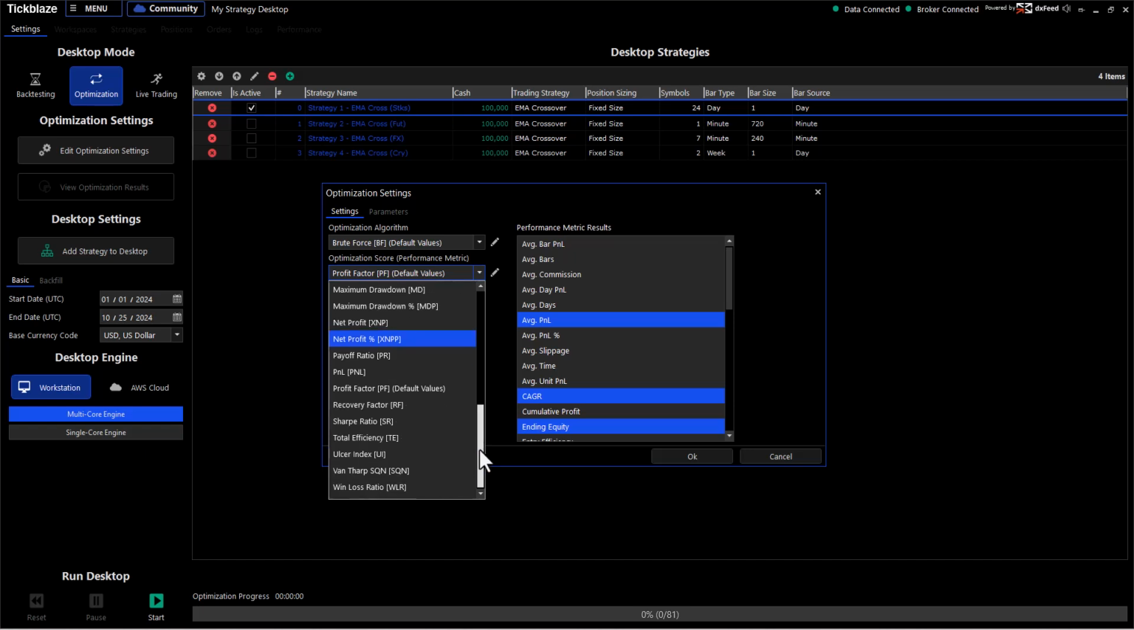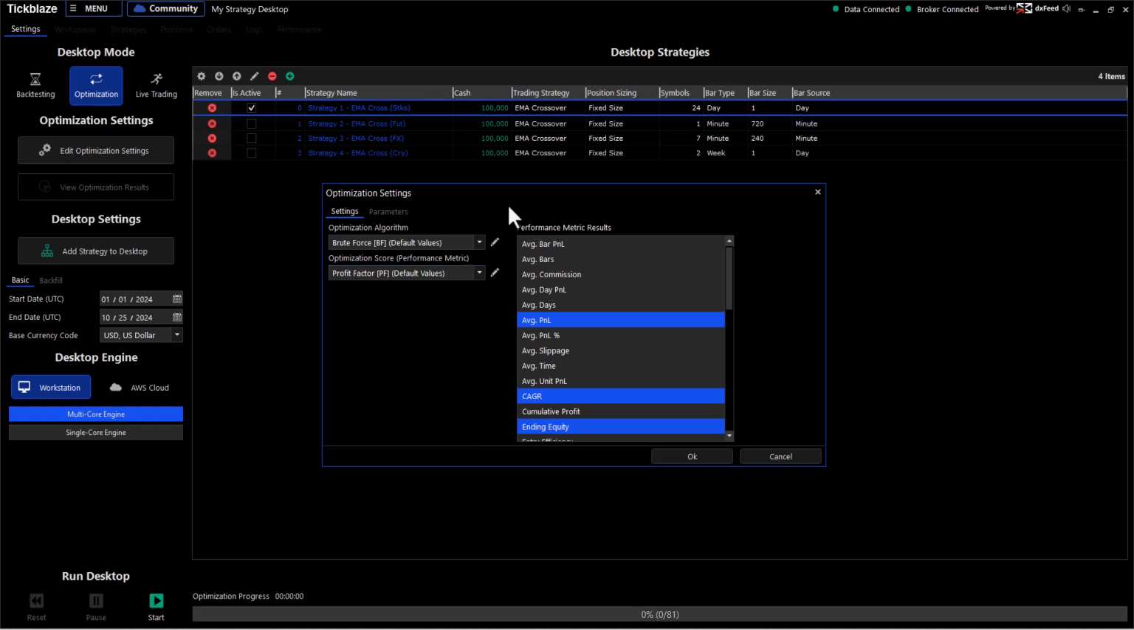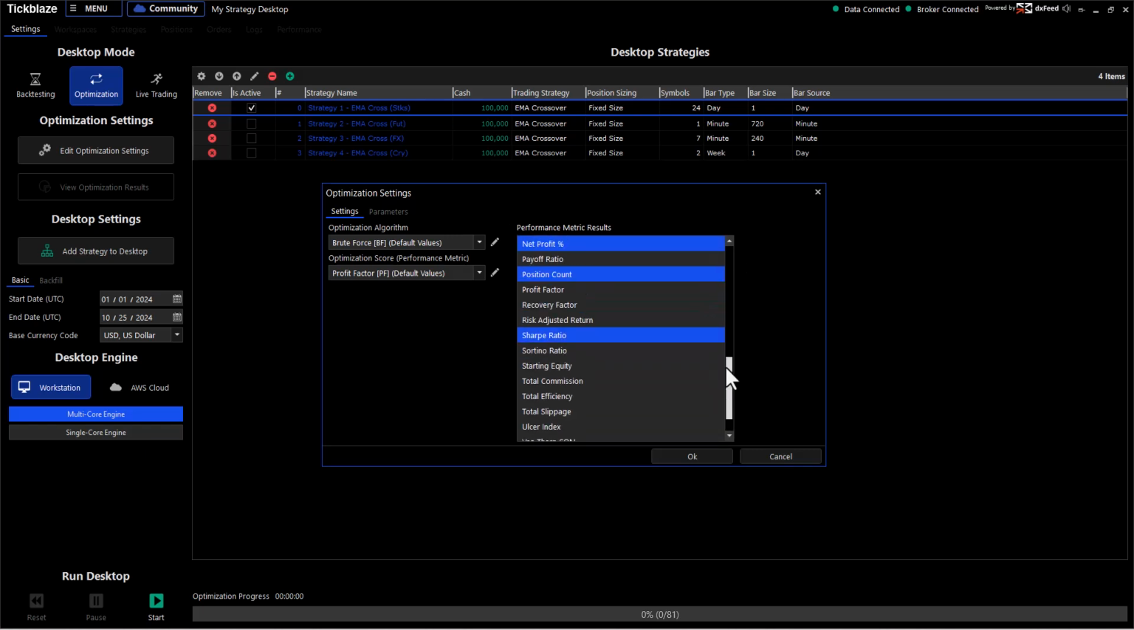Maybe you're looking for Sharpe ratio. Maybe you're looking for win percentage. Maybe you're looking for the lowest drawdown. A lot of people will always look for net profit or for profit factor because that's very common in the backtesting realm. Now, the key here is this is what's going to display in the results window.